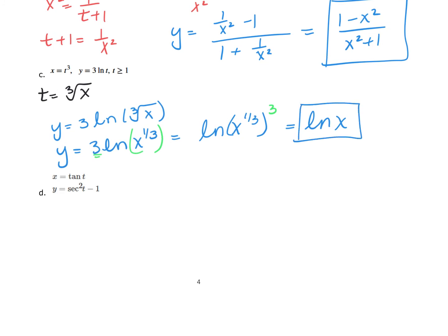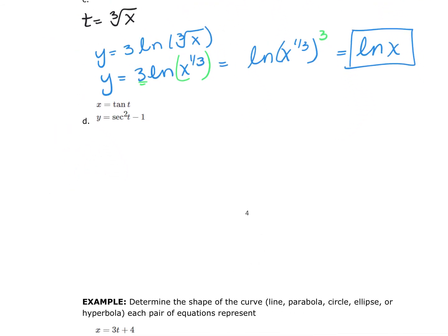Typically, because of the fact that t has to be greater than or equal to 1, we don't have to necessarily put on the absolute values there because this is already going to be restricted because of this t. Last one here. Now, with this one, I have x is equal to the tangent of t and y is equal to the secant of t minus 1.